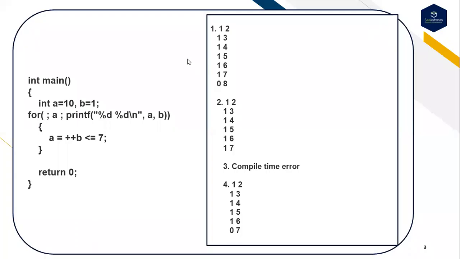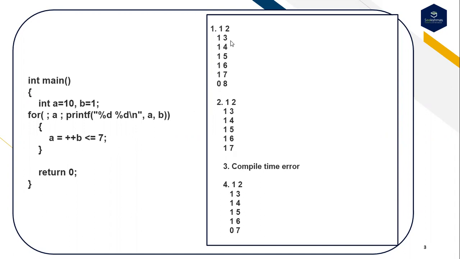We'll move to the second question. int main, int a = 10, b = 1, and for loop, for (; a; ), printf, here we are trying to print the value of a as well as b, and here a = ++b <= 7. These are the following options.